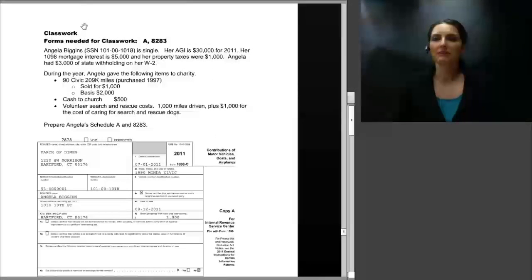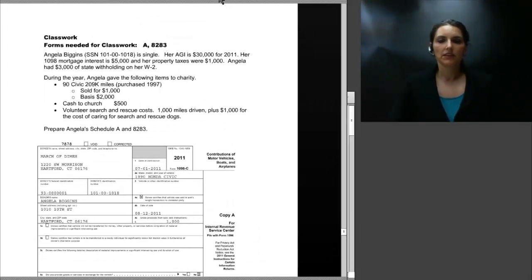And it is now time to complete the Session 9 classwork assignment. I have up on the screen in front of you the classwork assignment for Session 9. It is on page 24 of your manual. We're going to now take a look at the wording of the problem, and it simply says you're going to need to complete a Schedule A and a Form 8283 for our character named Angela Biggins. Her AGI is $30,000 for 2011, and her 1098 mortgage interest paid for the year is $5,000. Her property taxes were $1,000. Angela had $3,000 of state withholding on her W-2, and during the year she gave the following items to charity.